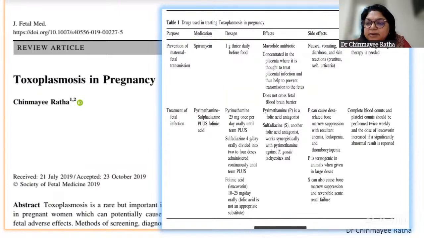The treatment for toxoplasmosis in pregnancy is pyrimethamine and sulfadiazine, but there is another drug which is very well known in terms of fetal infections, and that is spiramycin. The role of spiramycin in toxoplasmosis is preventing mother to child transmission. So when you suspect that there might be an infection in the mother which might go to the fetus, you can give spiramycin 1 gram 3 times a day to prevent mother to child transmission. The sulfadiazine pyrimethamine is given to treat the infection. So one has a preventive role, one has a therapeutic role.